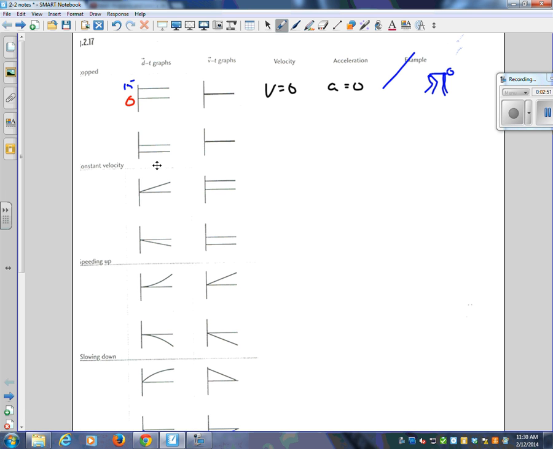The next one down is also stopped. There are two that are stopped, right? This one is just stopped at a negative position, let's say minus 10. The VT graph is also at 0. Why? Because the slope of the DT graph is 0. The velocity has a value of 0, and the acceleration is the value of the slope, which is also equal to 0.